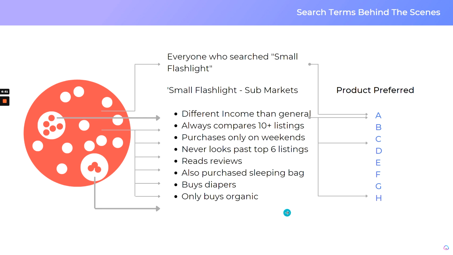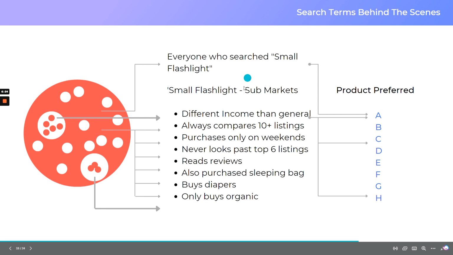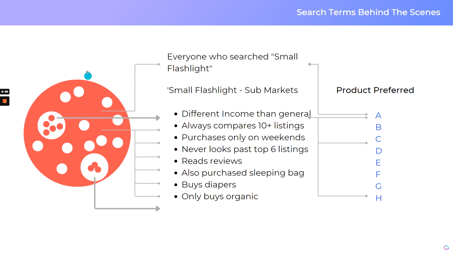Also purchase the sleeping bags. They're actually going camping. Only buys organic. Maybe that doesn't play as much of a role in small flashlights, but there is actually demographic information that is related to the organization of sometimes the products and how they lay out for Amazon. And so those are clusters that actually are there.